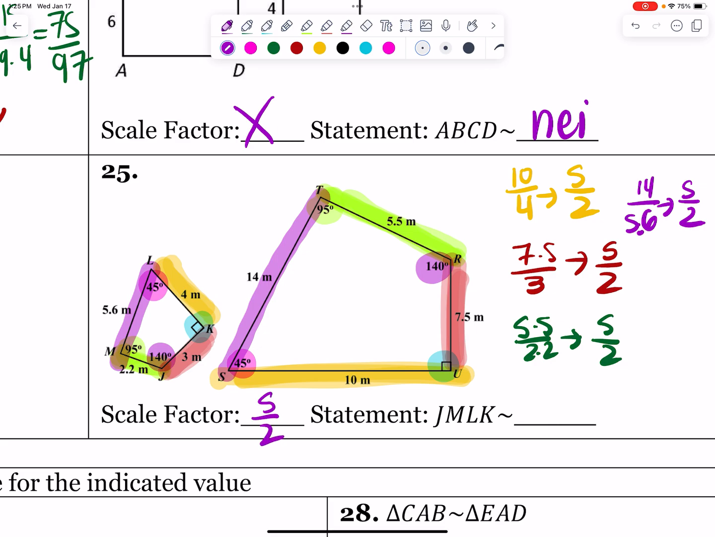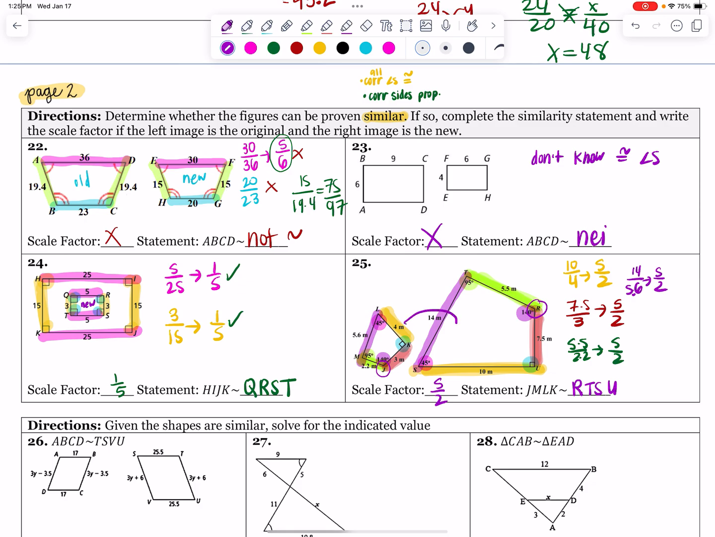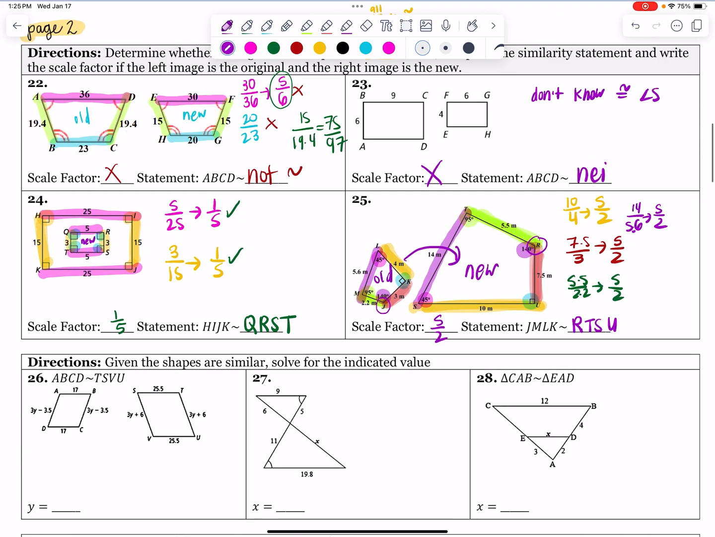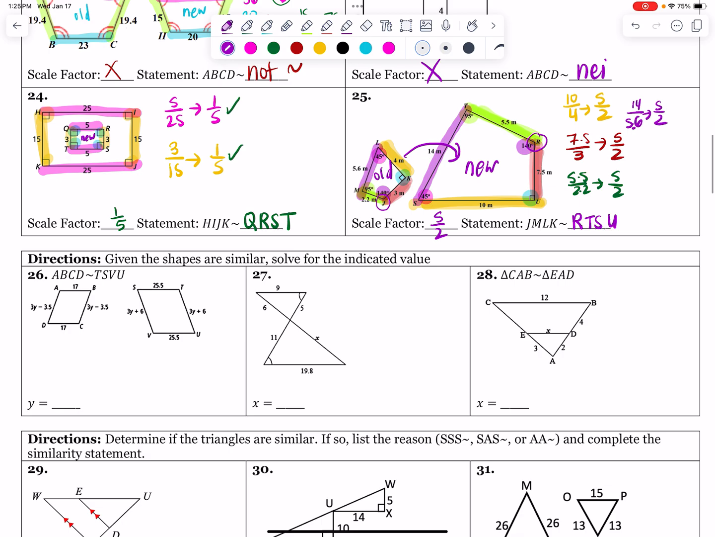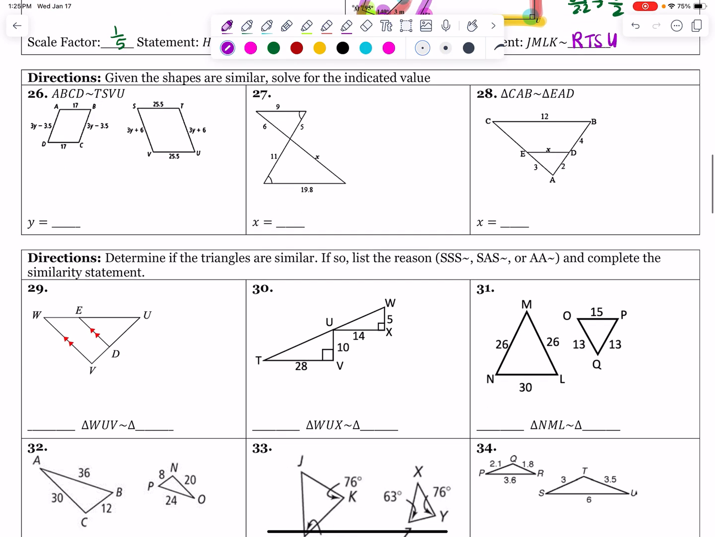JMLK is going to be similar to J, so starting at J, which is the 140. So we want to start at the 140, which is R. So RTSU. So these are similar. This is going to be the new one. This is going to be the old one, so it does get larger. So 5 halves makes sense, or 2.5 as a decimal, but we want to write it as a ratio. So the scale factor is 5 to 2. So it does get larger.